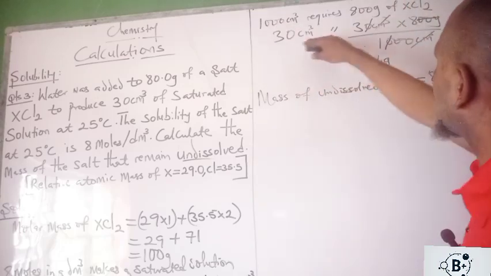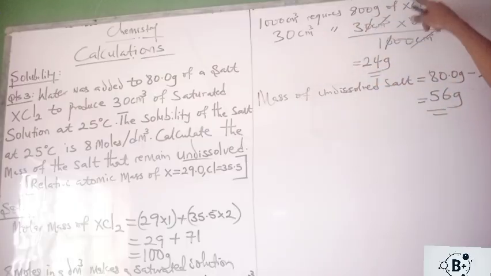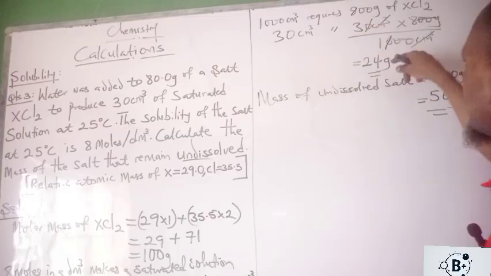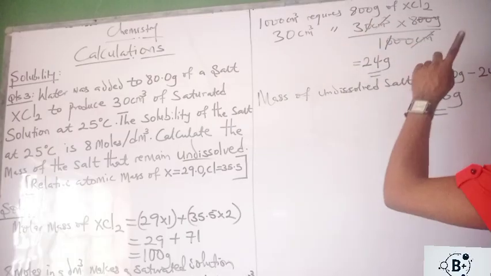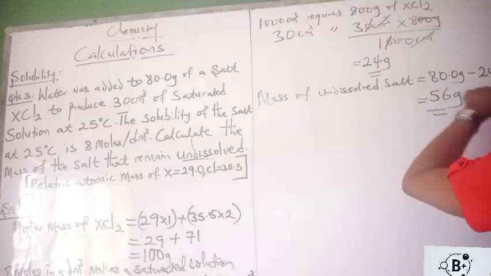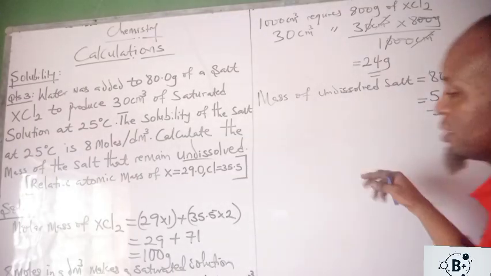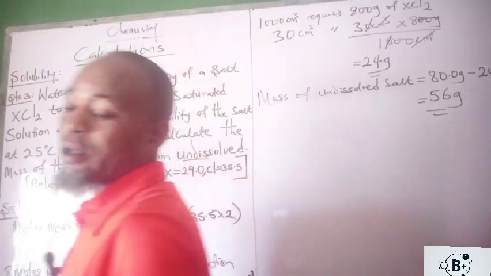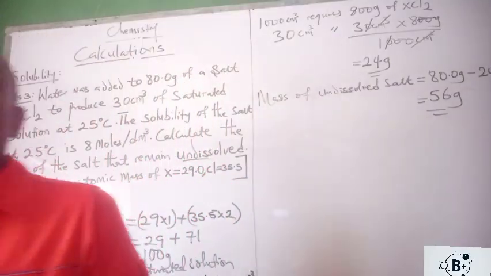Now 30 cm³ therefore will require, we cross multiply, 30 times 800 divided by 1000. This gives us 24. So we subtract it from the mass that was added. So 80 minus 24, which gives us 56. So 56 grams is the mass of the undissolved salt.